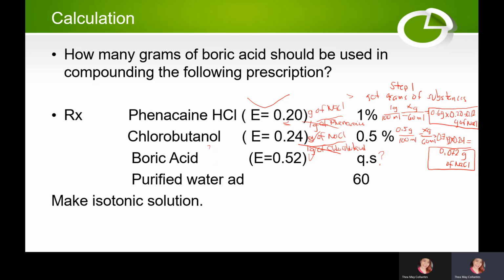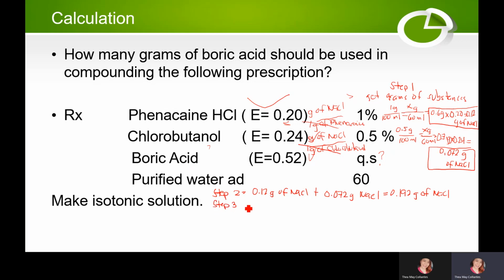Okay, step 2 now is to add both values from your step 1, which is the 0.12 grams of NaCl plus the 0.072 grams of NaCl. So you now have the total of 0.192 grams of NaCl. It means that 0.192 grams of NaCl is equivalent to the 0.6 gram and 0.3 grams of phenacaine and chlorobutanol, because they are equivalent. So next is step 3.